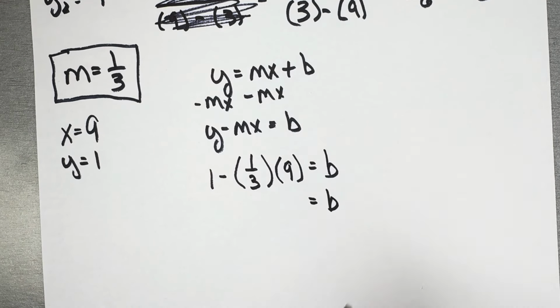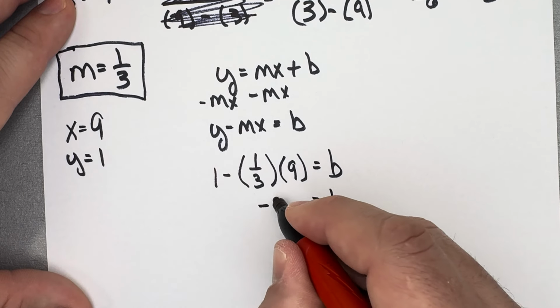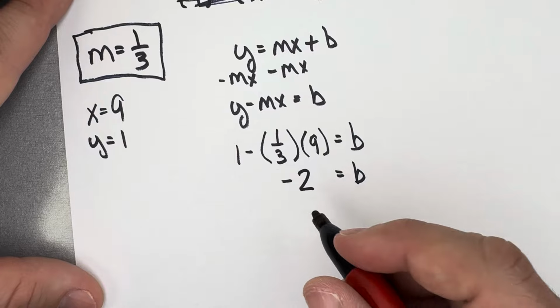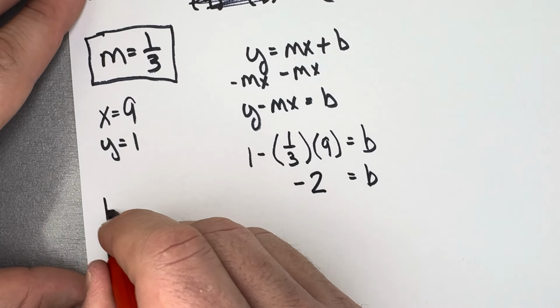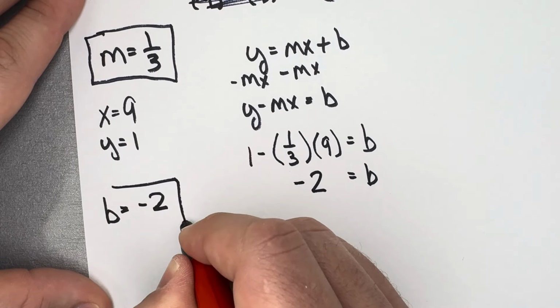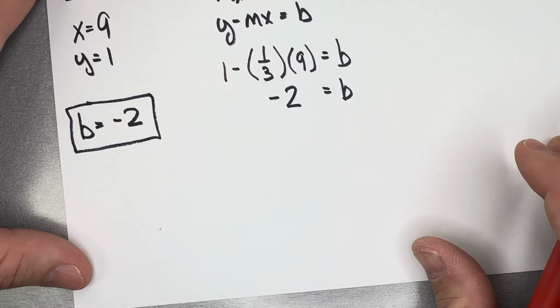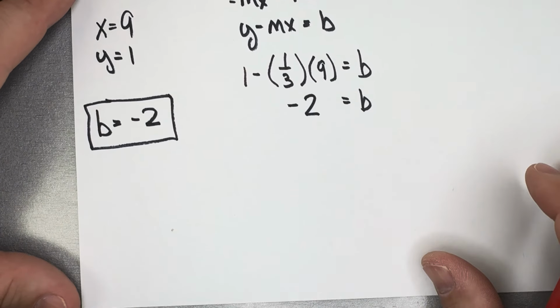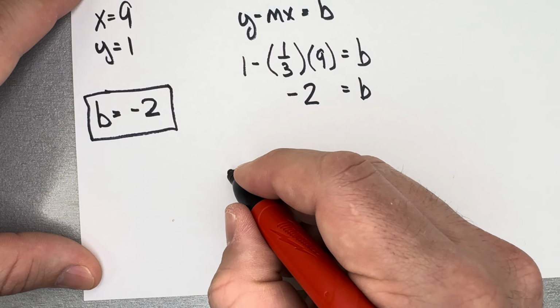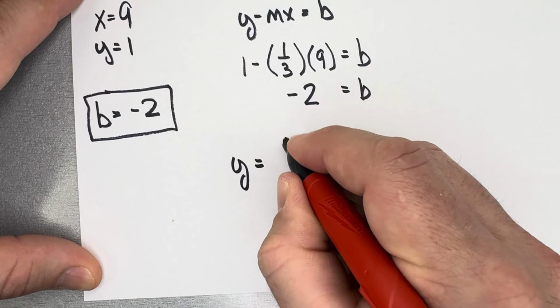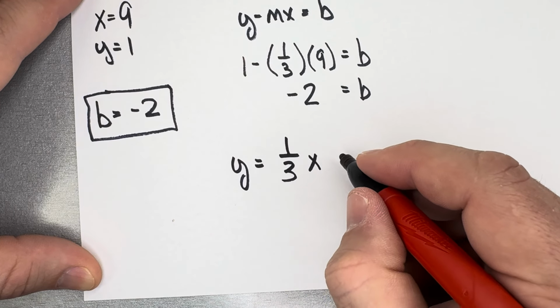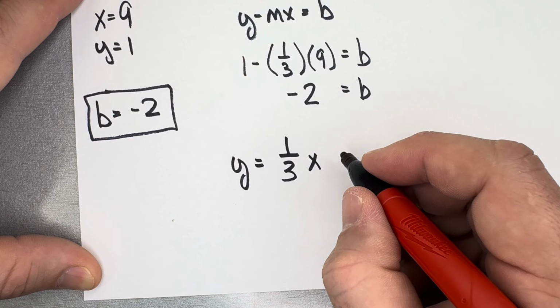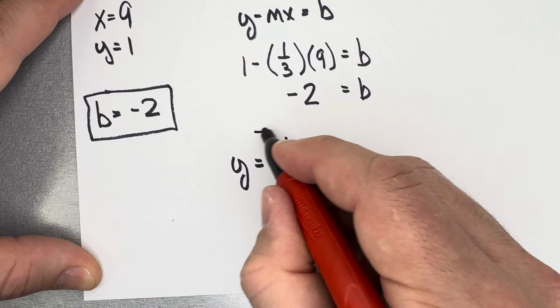Therefore, b is equal to 1 minus 3, so b is equal to -2. So I've got m is 1/3, and I've got b is -2. That is all I need in order to build my equation. I've got y is equal to mx plus b, so y is equal to 1/3 x plus b, or plus -2, which is minus 2.